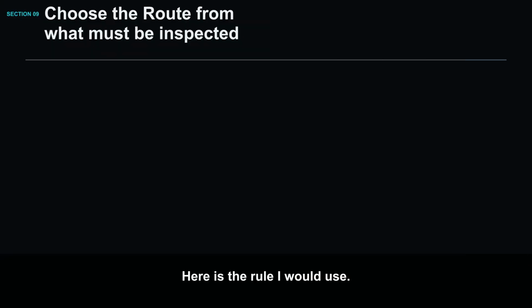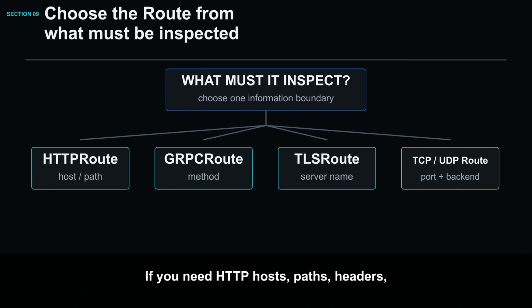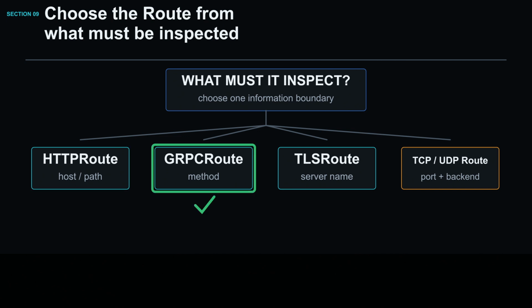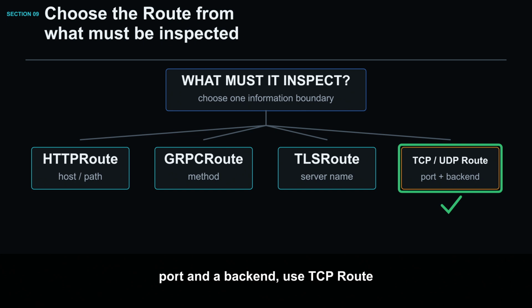Here is the rule I would use. Start with the information your gateway must inspect. If you need HTTP host, paths, headers, or request filters, use HTTPRoute. If you need gRPC-aware routing, use gRPCRoute. If you need to route encrypted TLS connections by server name, use TLSRoute. If the gateway only needs a TCP or UDP port and a backend, use TCPRoute or UDPRoute.